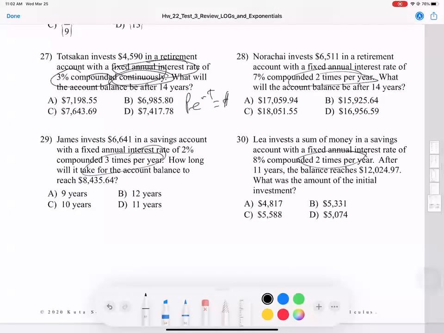What is the exact formula for 29? Good question. Number 29, since it is paid at 3 times per year, that's A is equal to A naught, or we can call it P. Remember, we call it P also. P, 1 plus R over N to the NT.